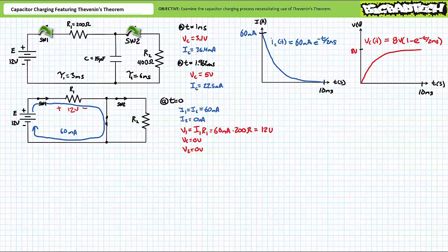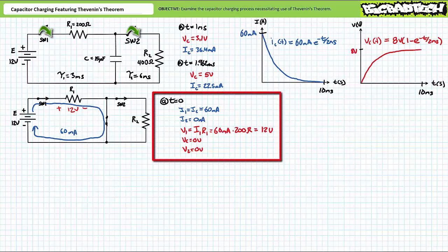Given we earlier demonstrated at t equals 0 the capacitor experiences an initial surge of 60 milliamperes, this means at t equals 0, R1 must also experience an initial surge of 60 milliamperes. Ohm's law demonstrates R1 will experience a 12 volt drop. In summary, at t equals 0, Vc equals 0 volts, Ic equals 60 milliamperes, V1 equals 12 volts, I1 equals 60 milliamperes, V2 equals 0 volts, and I2 equals 0 milliamperes.